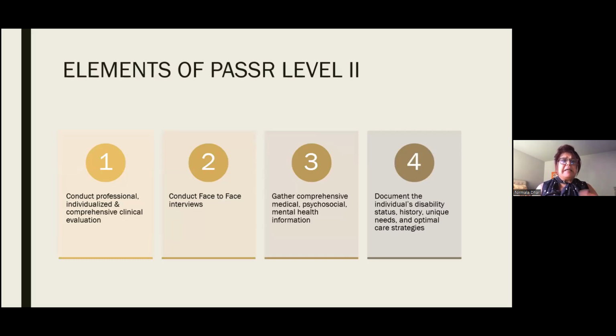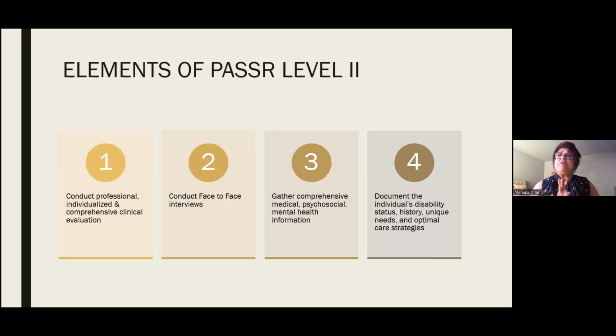So you conduct, what are the elements? You conduct a professional, individualized, and comprehensive evaluation. This is done in person, in the nursing facility, not by telephone, not by video. Yes, during the pandemic, we had special federal dispensation to do that because nursing homes were locked down. So this is in-person. You have to actually go there.